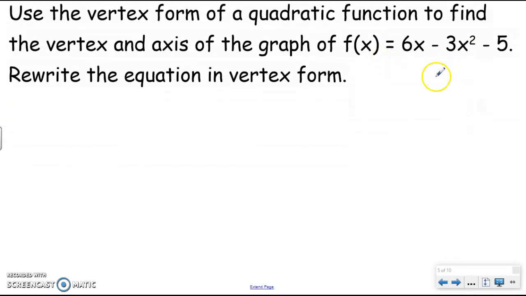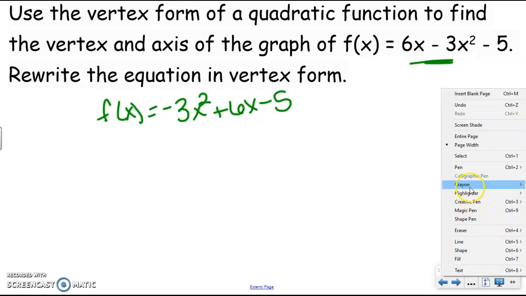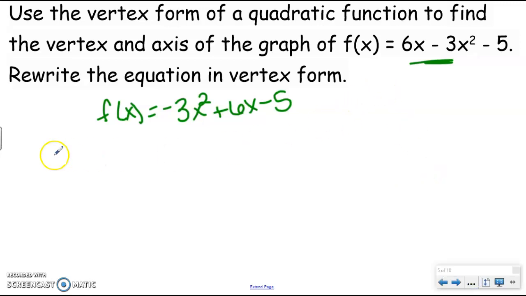So we have a quadratic function here. We are going to find the vertex, axis of symmetry, and then rewrite the equation in vertex form. Before we can do that, we need to make sure our quadratic is in standard form. So I need to switch these two around here. So I have negative 3x squared plus 6x minus 5. And I'm going to go ahead and find my axis, which is the opposite of b over 2a. And when I simplify, I get positive 1.